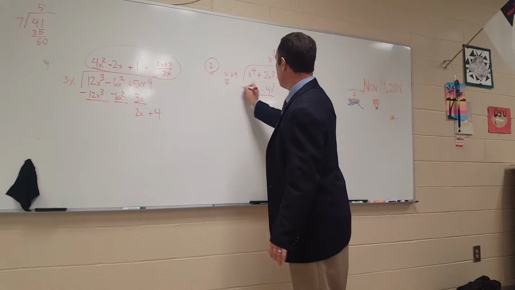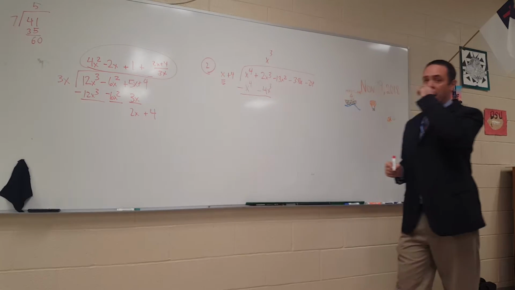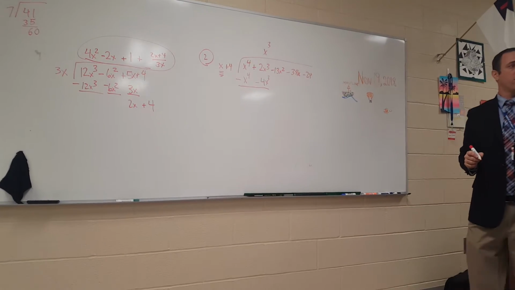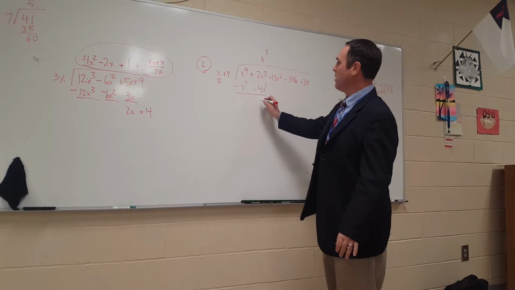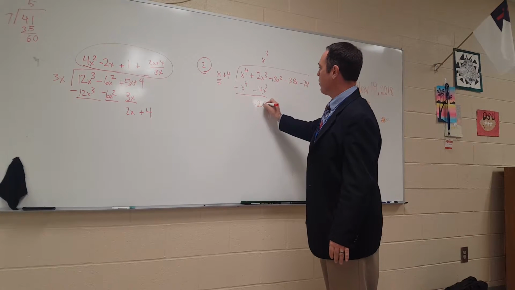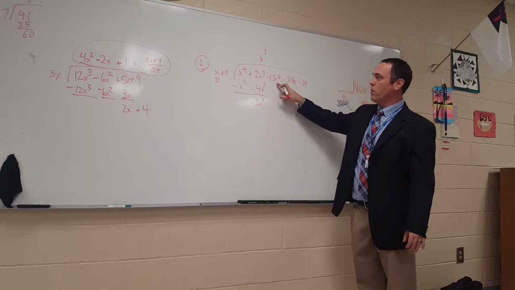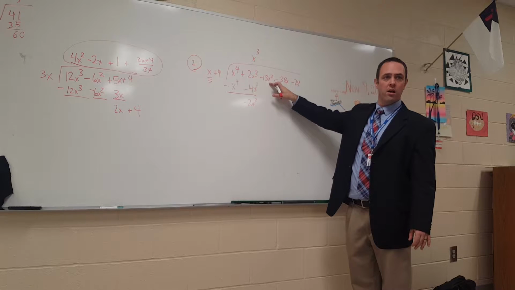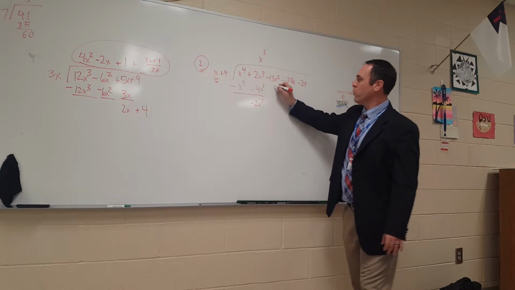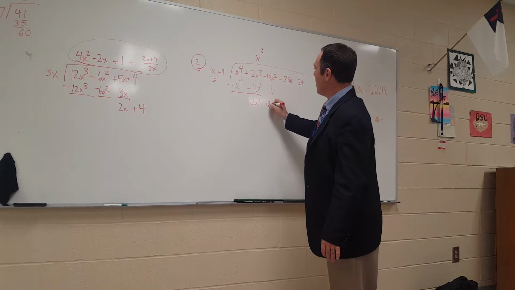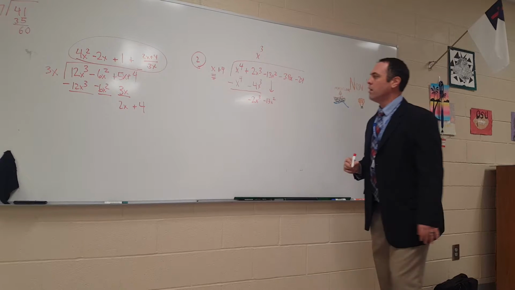So if we subtract these, the first term's always going to go away, and then what would we get? Negative 2x to the third. Good. Now in division, what do we do with the next one? We bring it down, right? So bring this down. You get minus 13x squared.